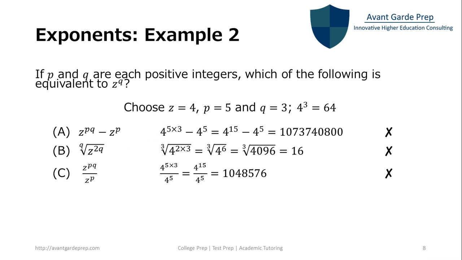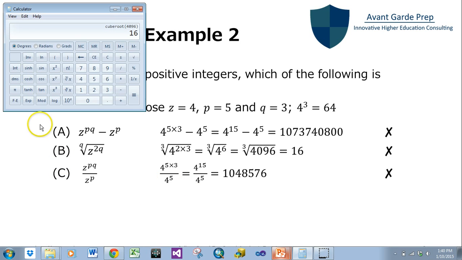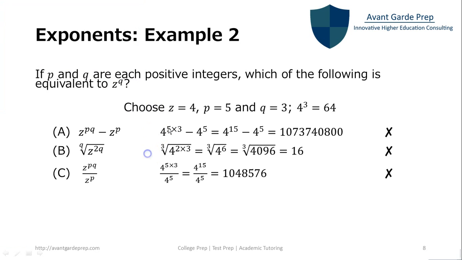So let's move on to answer choice C. Answer choice C is z raised to the p times q over z to the p. Here we can substitute in, and we end up with 4 raised to the 15th divided by 4 raised to the 5th. So let's go ahead and work that out real quick. So 4 to the 15th equals another really large number, and then we'll divide that by 4 raised to the 5th power. And that's going to give us 1,048,576, also not 64.